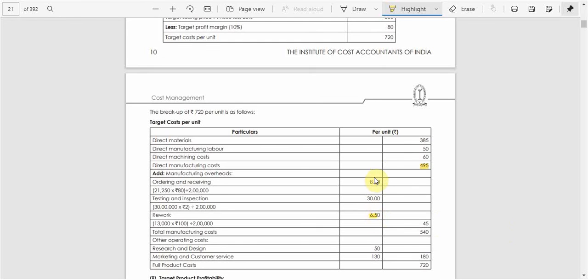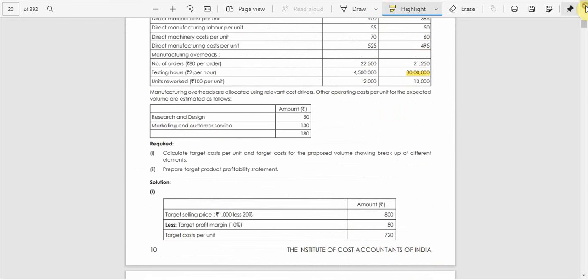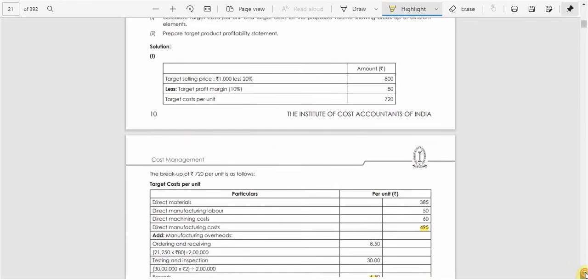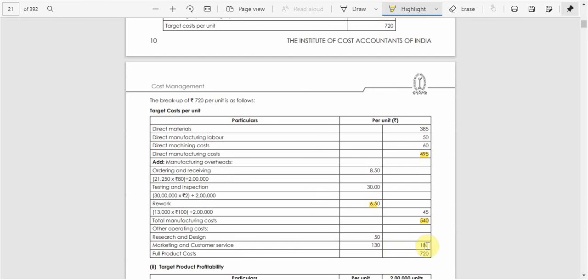Fine. If you add all these manufacturing overheads, it comes to 45. So the total manufacturing cost is 495 plus 45, which comes to 540. In addition, the problem gives two more overheads, research and design, and marketing and customer service, which come to 50 plus 130, that is 180. So we also need to add that. When we add 540 plus 180, the full product cost is 720. So this is the breakup of the target cost.